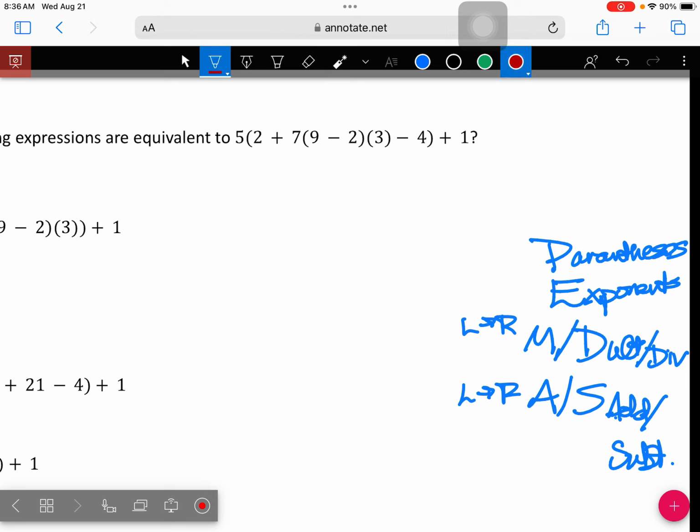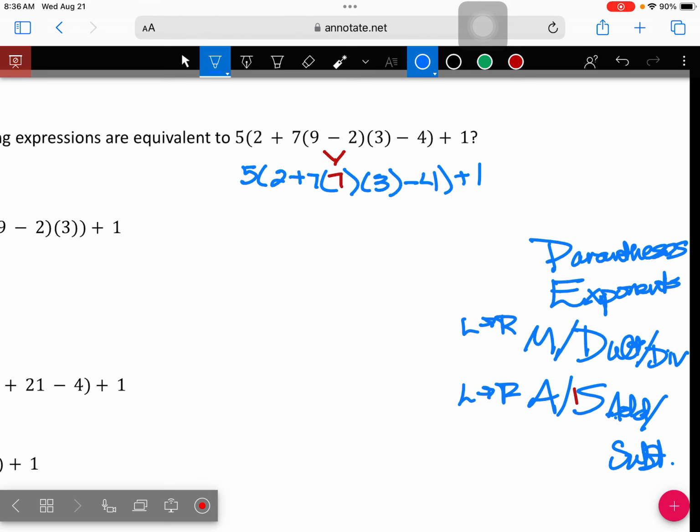According to PEMDAS, I should do what? What's inside the parentheses? Well, there's several parentheses. You've got to look at the innermost parentheses, and you're looking at 9 minus 2, which is 7. I strongly recommend only one mathematical operation per line, okay? So I've got 5 times 2 plus 7 times that 7 I just found times 3 minus 4 plus 1.